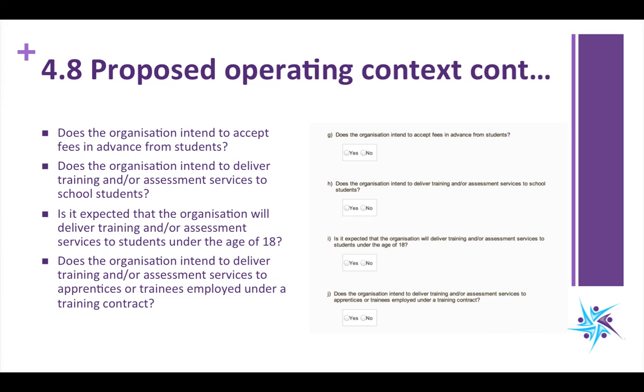Does the organisation intend to deliver training and or assessment services to apprentices or trainees employed under a training contract? This is if you want to do traineeships. So if you plan on doing that in the future and you want to apply to your state government to get traineeships as a part of your scope, say yes to this.